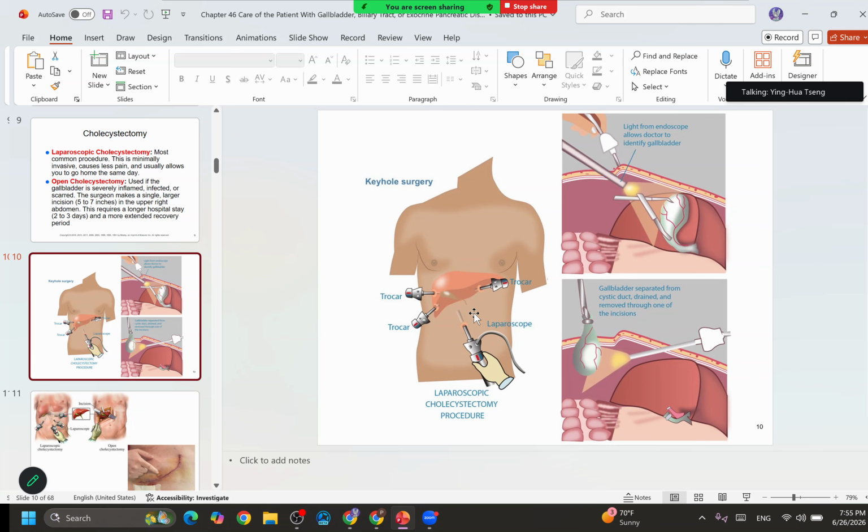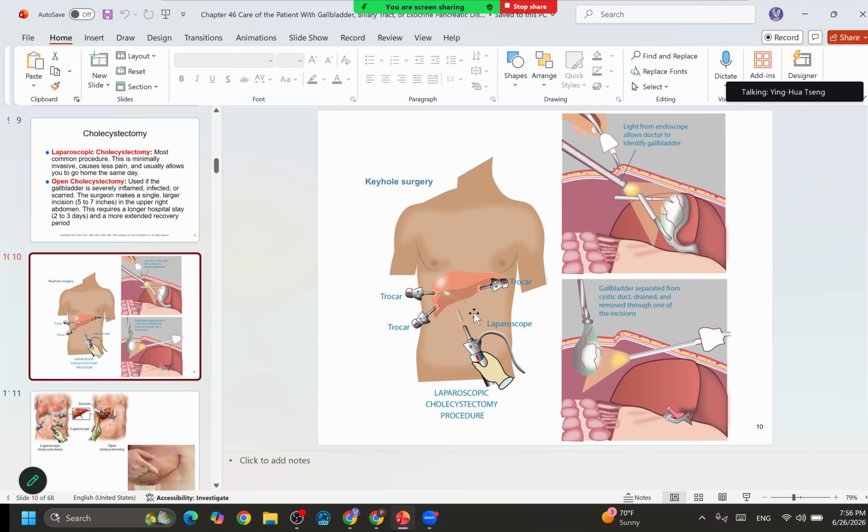Okay, so when the patient is discharged, in your discharge teaching you need to tell the patient that because we inject lots of air, it's going to irritate your diaphragm. So you may have hiccups. And also, because we inject a lot of air, we irritate your diaphragm and also your vagus nerve. So you're going to have referred pain in both shoulders.